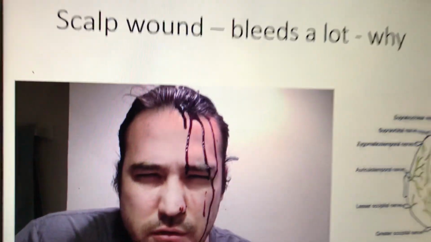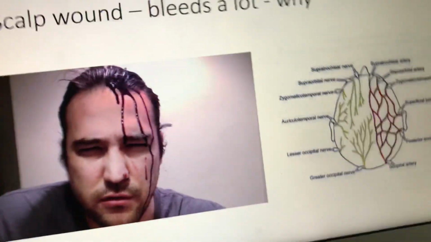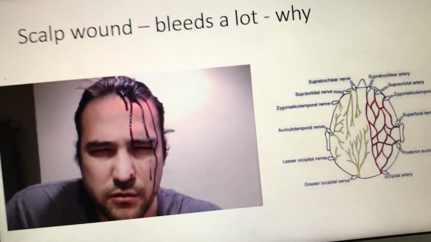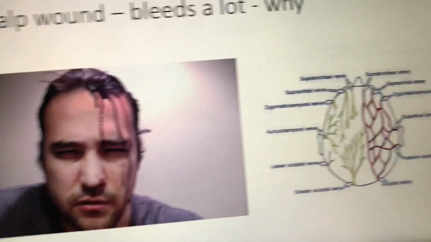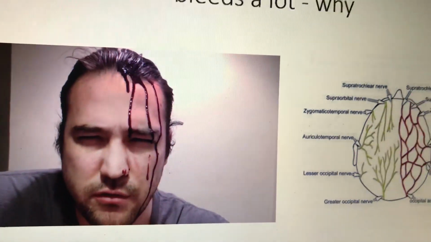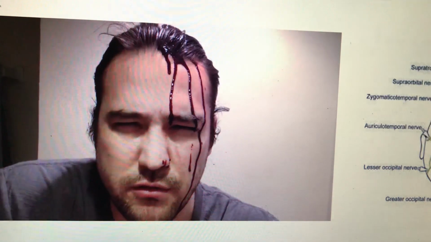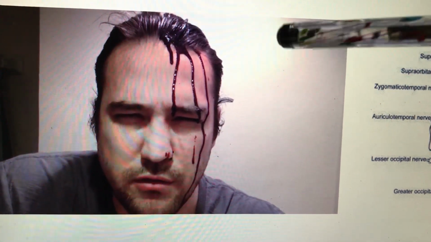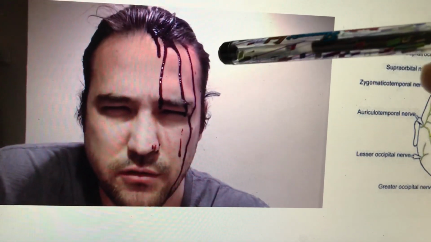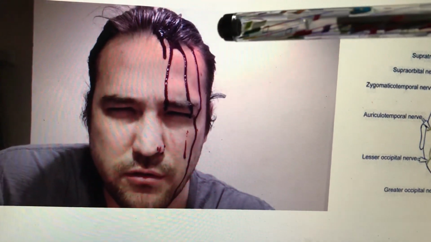Pericranium, periosteum, both are same. And then, why does the scalp wound bleed a lot? So because the scalp has a rich blood supply, and the most important one is that all the blood vessels in the scalp penetrate the second layer of the scalp, which is connective tissue. Through the connective tissue layer of the scalp only, your blood vessels are going.